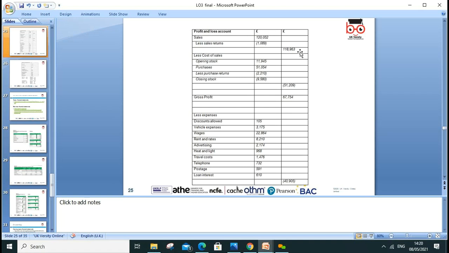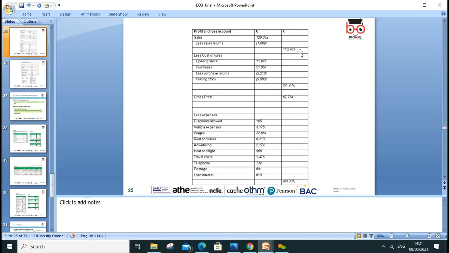So sales, less sales return, gives my net sales. Then my cost of sales is opening inventory plus purchases minus closing inventory. Sales minus cost of sales equals gross profit. Gross profit means what it cost you and what you sold it for.